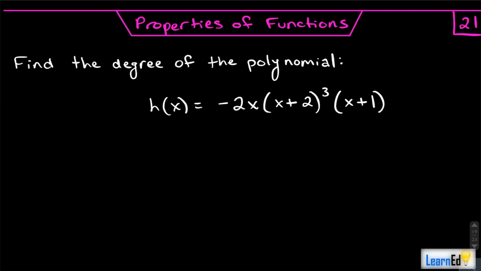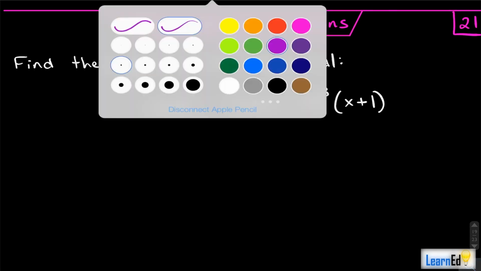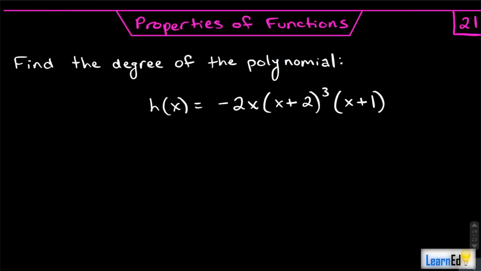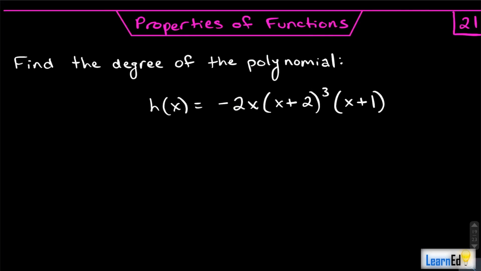Moving on to problem 21. We're 5 problems away from being done here. And these problems are going to probably go the fastest out of any of the sets of 5 that we've been doing. So don't worry, it's going to be over soon.